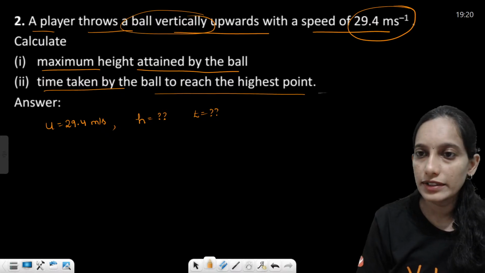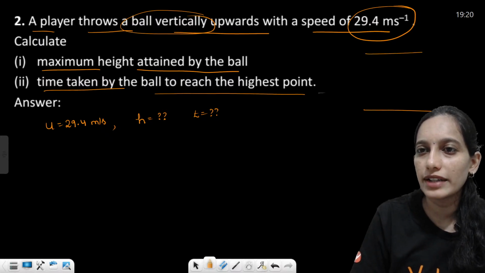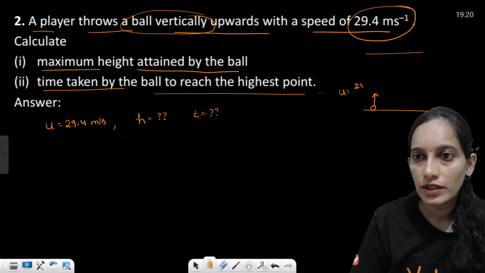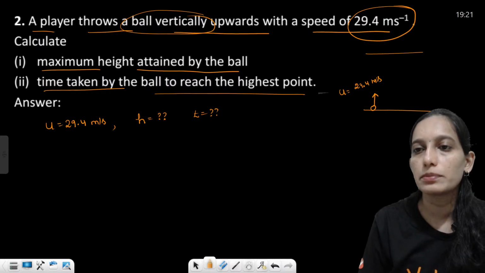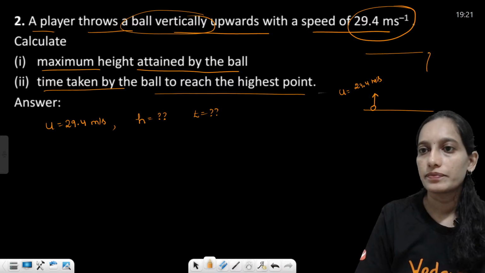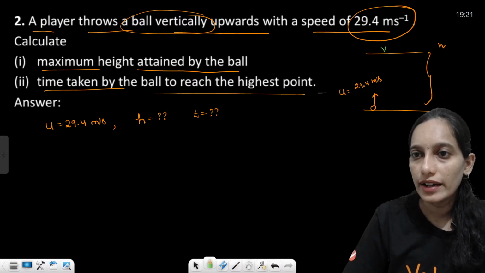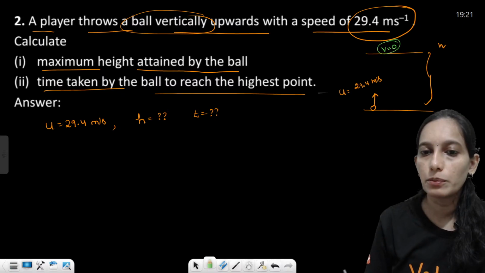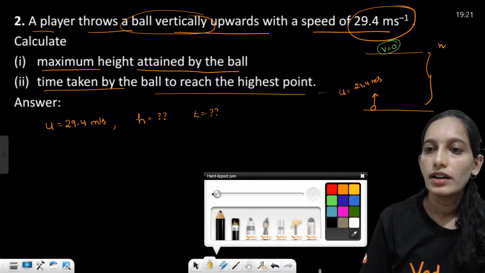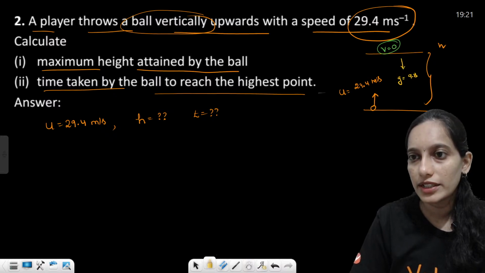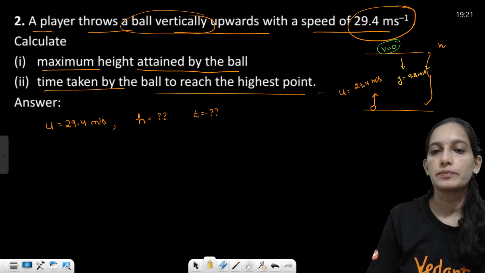So let us try to have a simple diagrammatic representation. We are throwing a ball vertically upwards with u equal to 29.4 meter per second, and it reaches this height. This corresponds to h. At this maximum height, we know that the final velocity will be 0. That point you can note down, that is very essential. And also we will have g acting downward with a magnitude of 9.8 meter per second square.